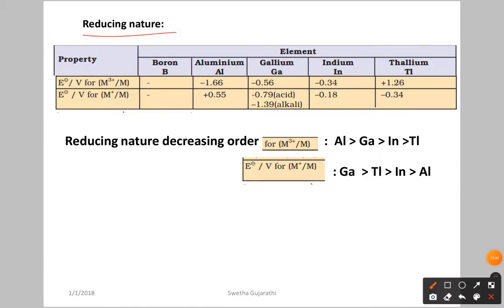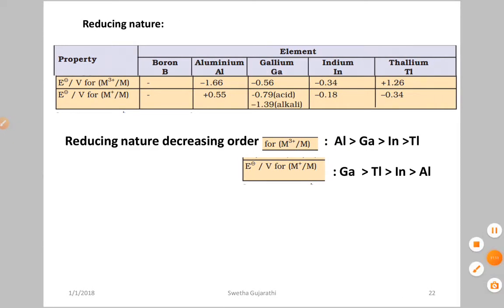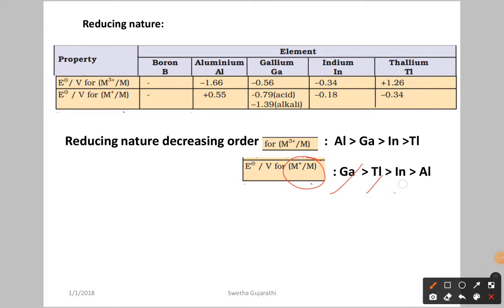Next, reducing nature. Reducing nature means the tendency to lose electrons, think of oxidation. Here we don't have a value for boron, I will discuss why later. For aluminium, gallium, in the +3 state, the tendency to lose the three electrons is highest for aluminium, then gallium, indium, thallium. Now for the tendency to lose one electron, thallium is more than indium, gallium, aluminium.